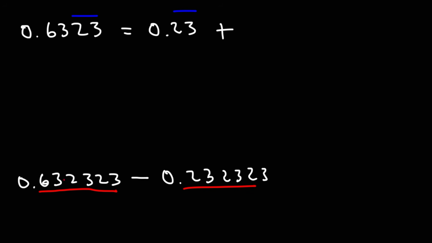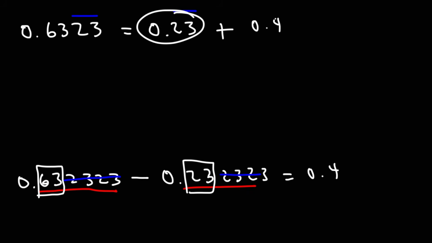And you really don't need to use a calculator to see the answer. This part will cancel with this part. So what you're really doing is 0.63 minus 0.23. 63 minus 23 is 40. So we get 0.4. So this is 0.23 repeating plus 0.4. If you just focus on this part here, if you add those two, you get 0.63.